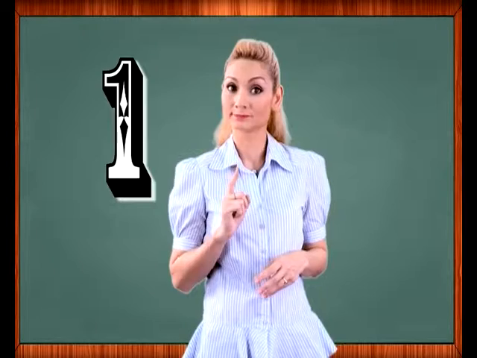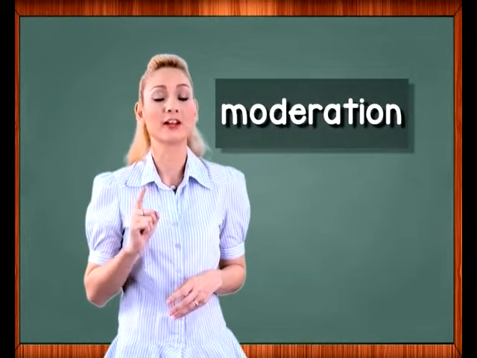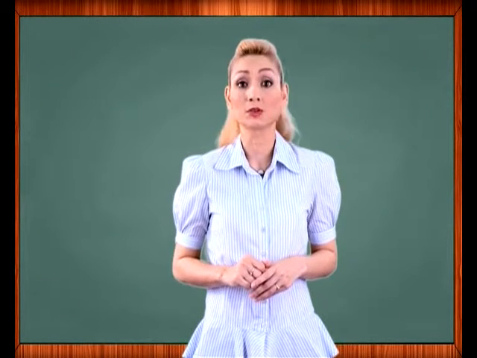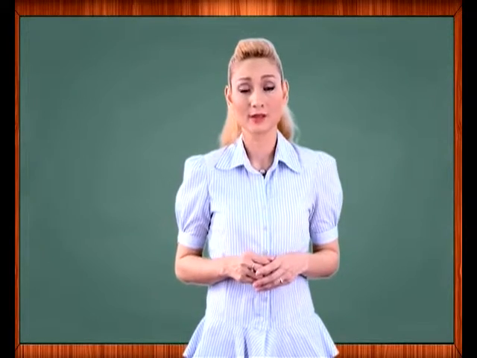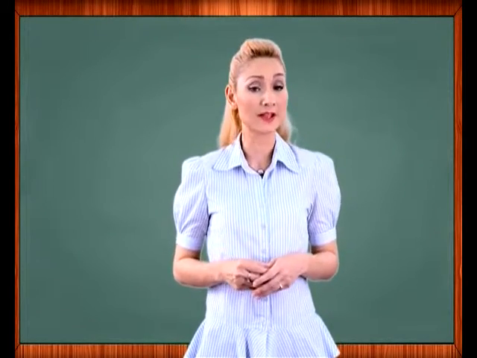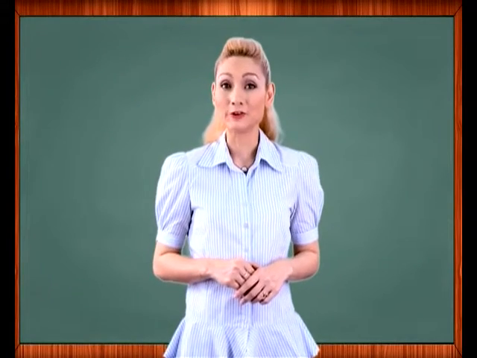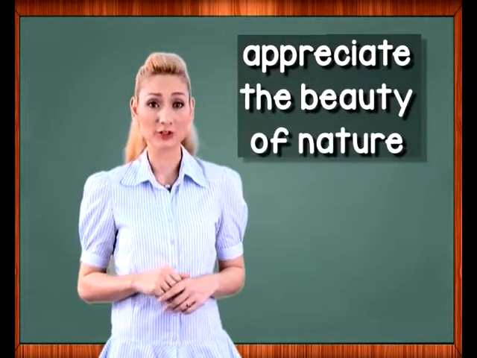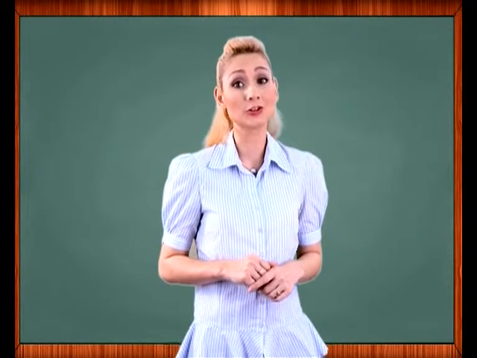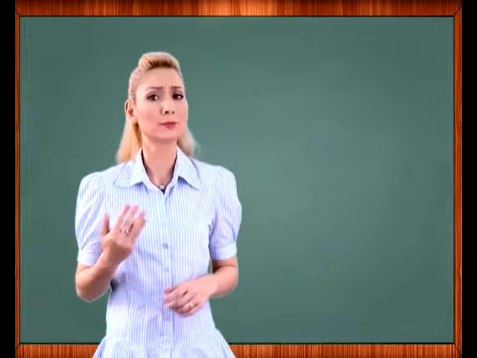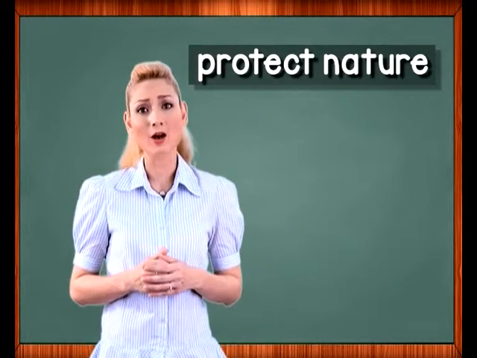Moral value number one. We should practice moderation in our everyday lives. We shouldn't be so caught up in our work and daily activities to the point of neglecting rest and leisure. We need to have a balance in order to protect our minds and bodies from getting too stressed out. Moral value number two. We should be grateful for what we have and appreciate the beauty of nature. I guess that it's also logical to send out a warning. We need to protect nature and do everything in our power to save it from destruction, or else there will be nothing left to appreciate.